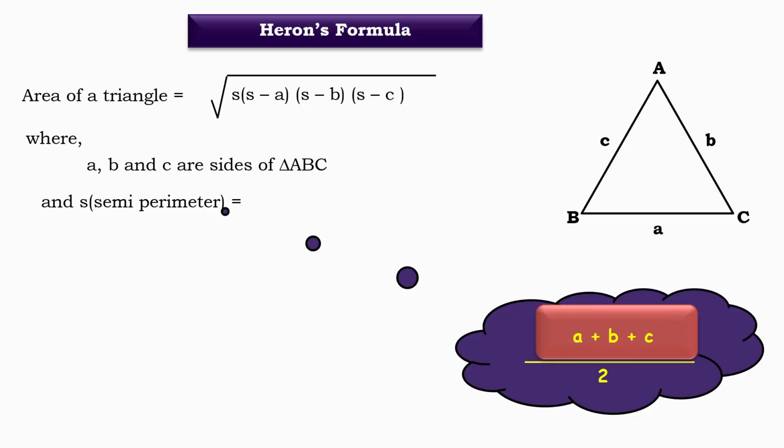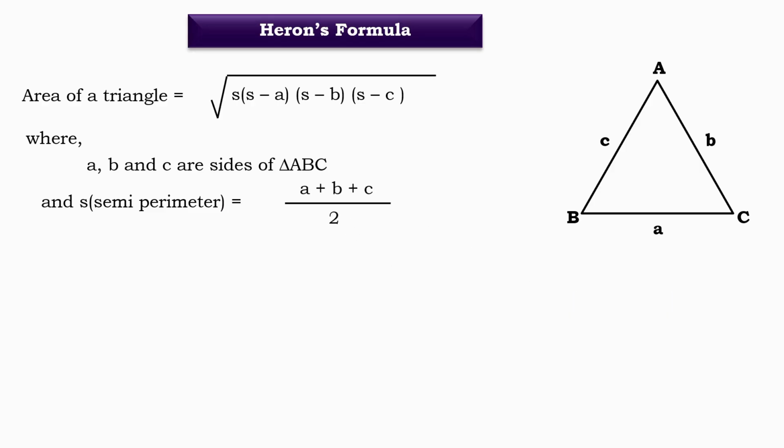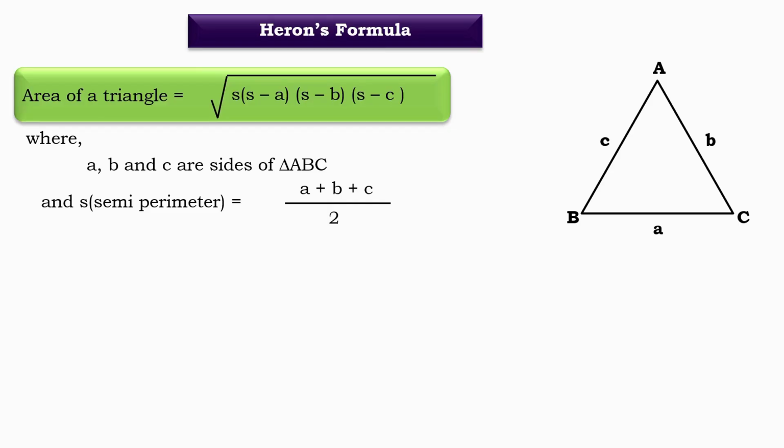So in this case, if we know the three sides a, b, c, then what will be the perimeter? The perimeter will be a plus b plus c, because the perimeter is the boundary of the triangle. So that means we have to just add the sides of the triangle. So a plus b plus c, that is the perimeter. So semi-perimeter is half of a plus b plus c, so (a plus b plus c) by 2. So this is Heron's formula.